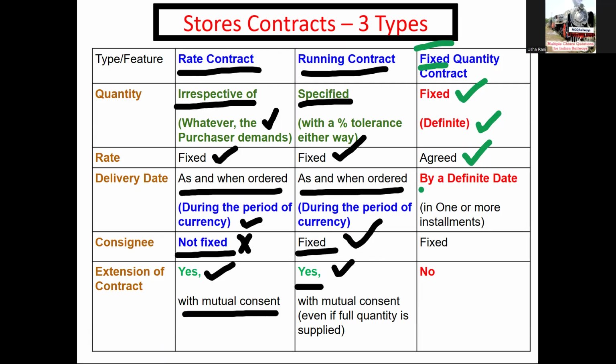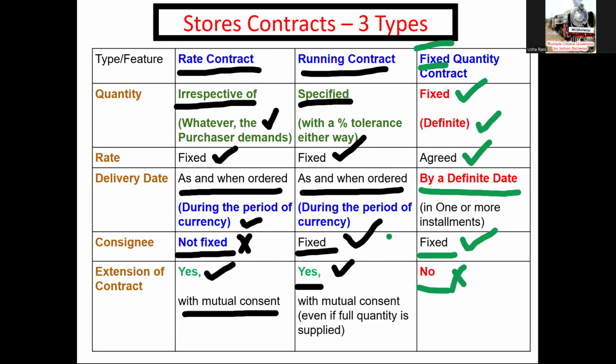And delivery date is very, very important. This is also a fixed date, a definite date, maybe in one installment or more than one installment. But the date is fixed. If you check rate and running contracts, the date is not fixed, as and when ordered. But in the fixed quantity contract, everything is fixed. And consignee, yes, like in the running contract, here also the consignee is fixed earlier. But extension of contract, no extension of contract.